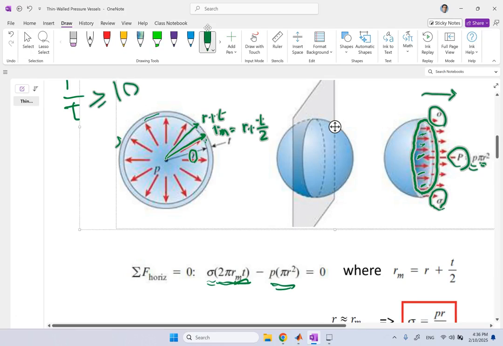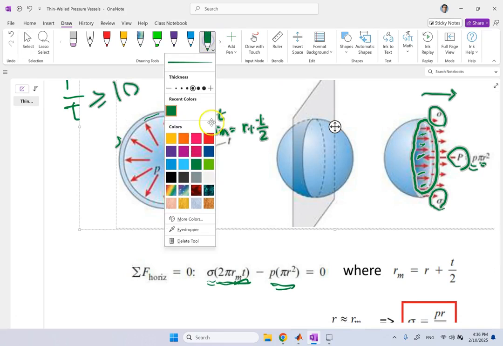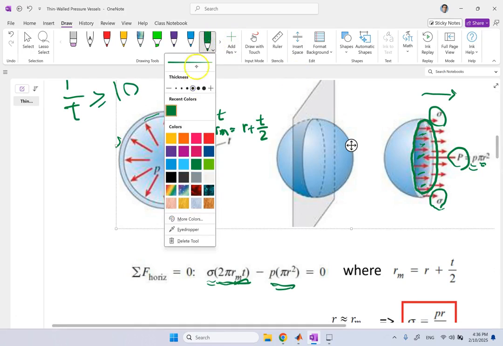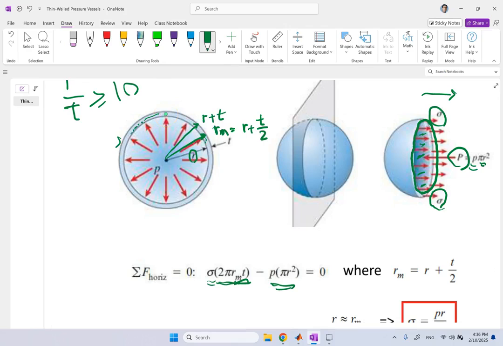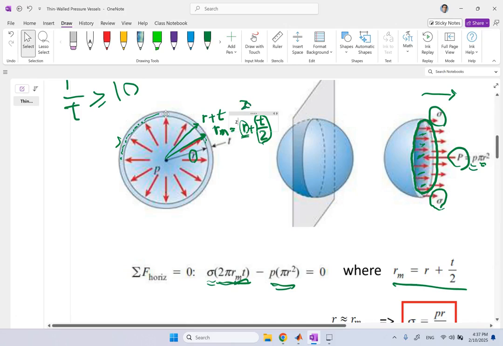So that multiplied by 2r is the circumference of this middle circle here, and times t, that's the area. Now, this is what I said. Now, for thin-walled pressure vessels, this t over 2 can basically be neglected compared to r, because remember, r over t is bigger than 10, so r is at least 20 times bigger than t over 2.